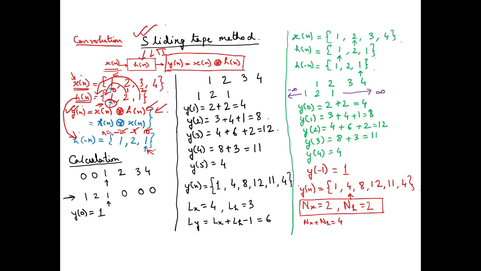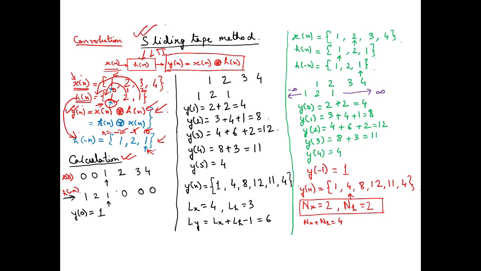So once we have this, how to do the calculation? If you look into the calculation, you will put your x(n) values. x(n) is given by 1, 2, 3, 4, where 1 is the origin, and then we have this h(-n).